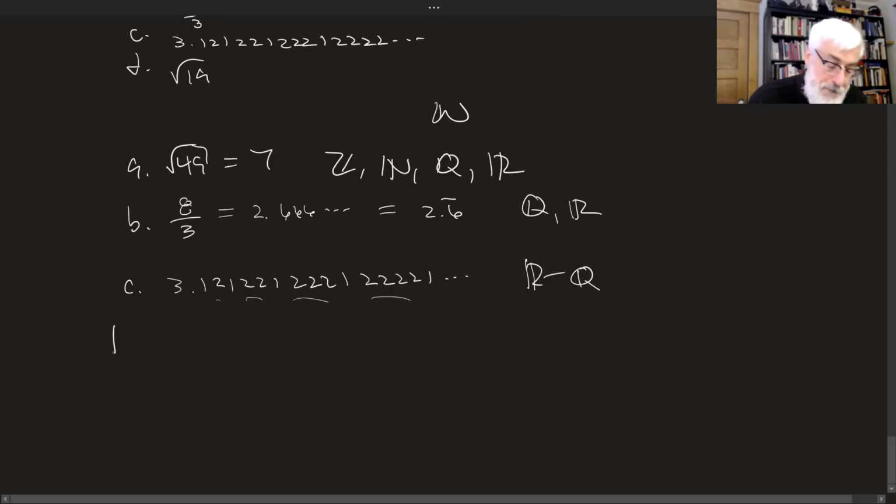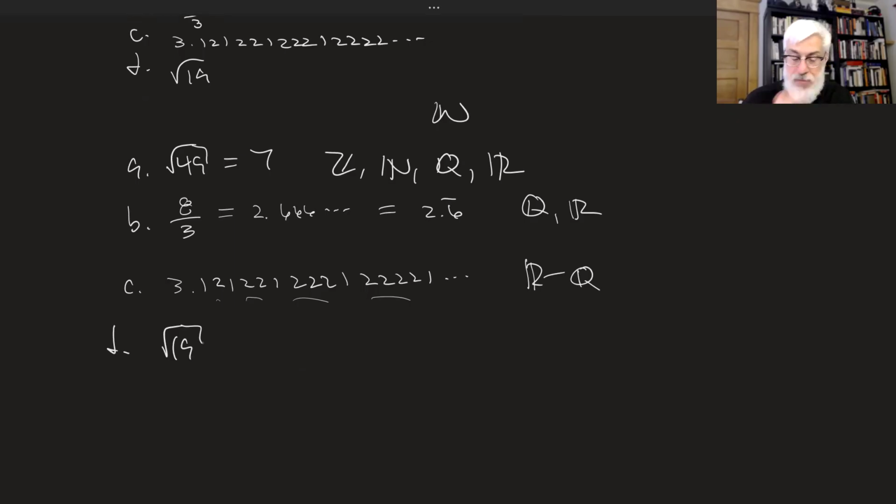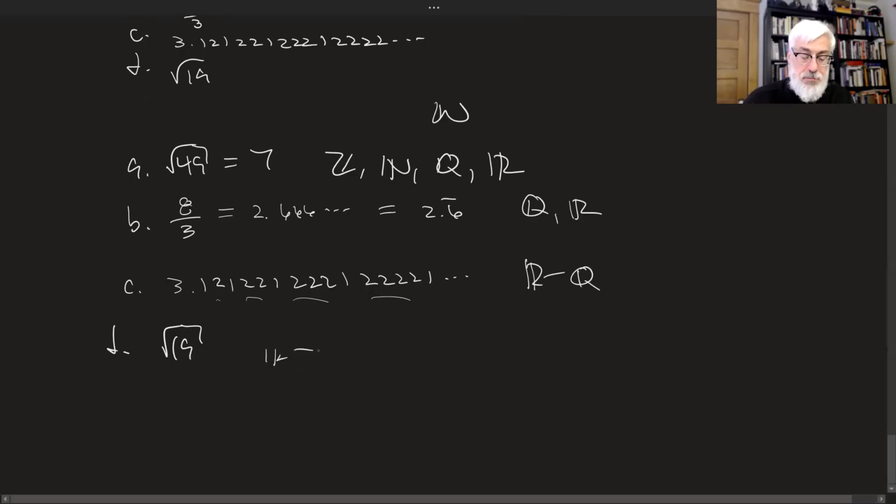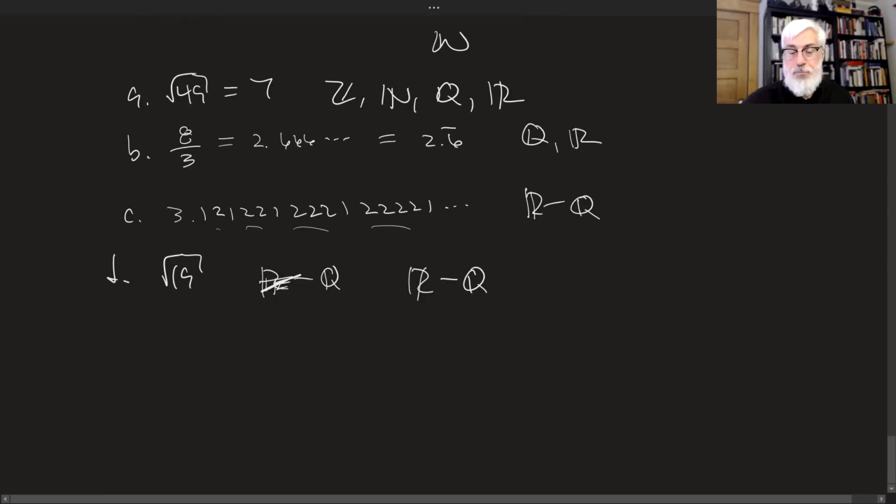And finally, square root of 19. Again, 19 is prime. So this cannot be expressed as a fraction. It will be a non-repeating, non-terminating decimal. So this is also an irrational number.